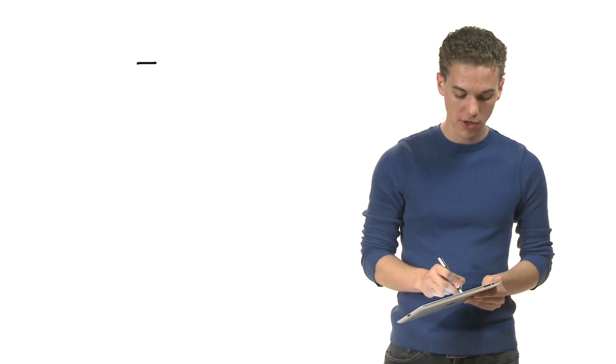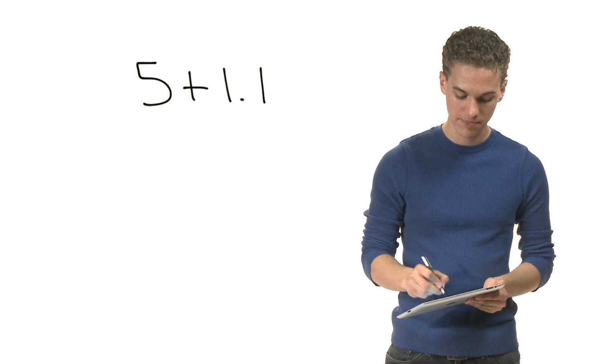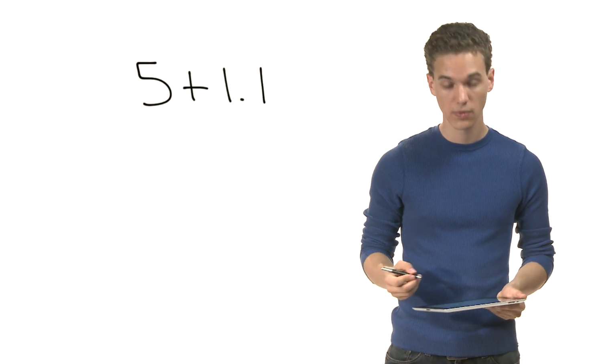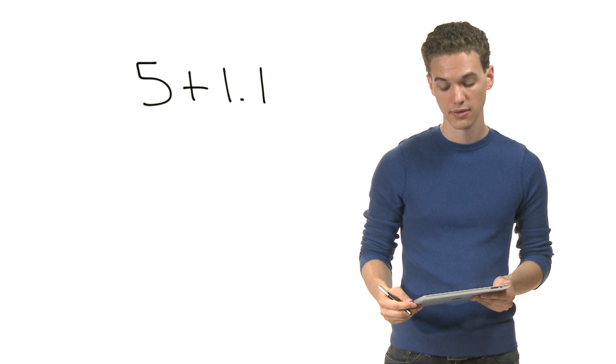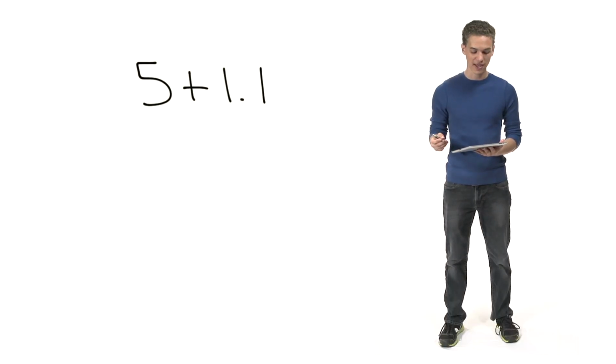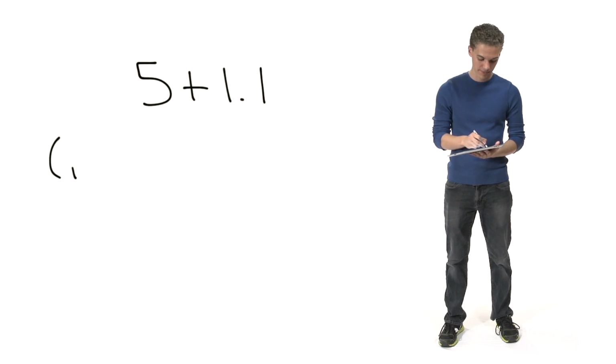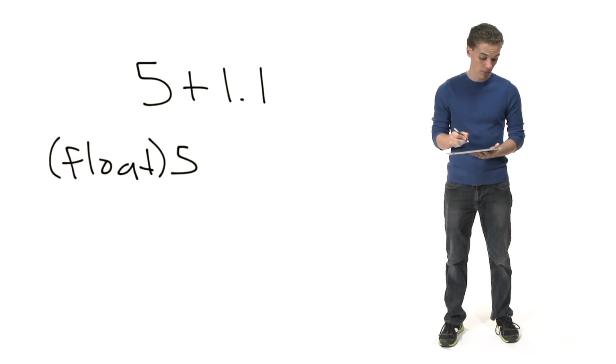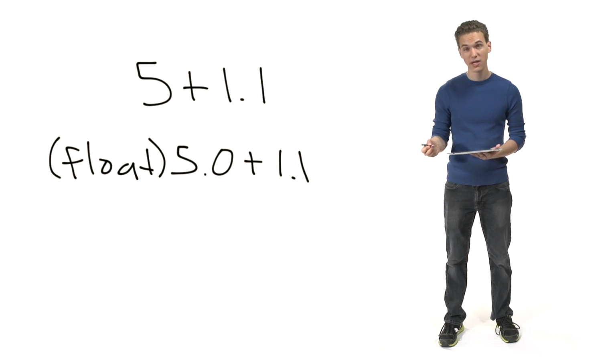For example, when we add 5 and 1.1, our values already have types associated with them. The 5 is an int, whereas 1.1 is a float. In order to add them, the computer casts 5 into a float, which would have been the same thing as writing 5.0 in the first place. But this way we say float 5, or 5.0, plus what was already a float, 1.1. And from there, we can actually add these values and get the value 6.1.